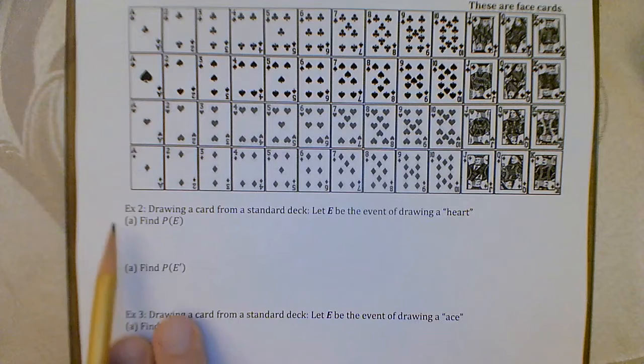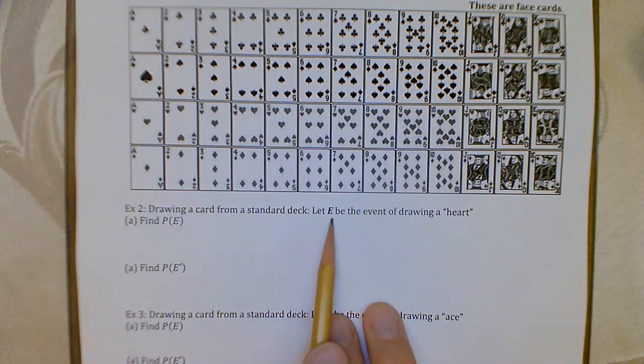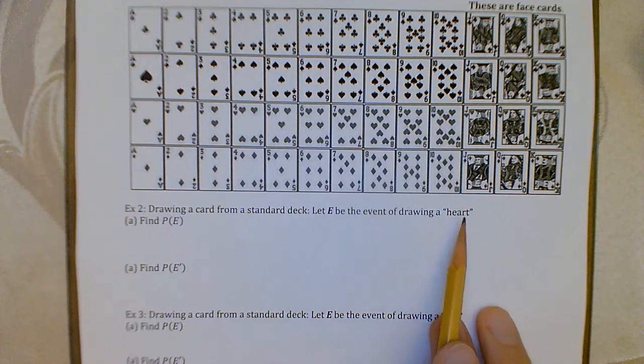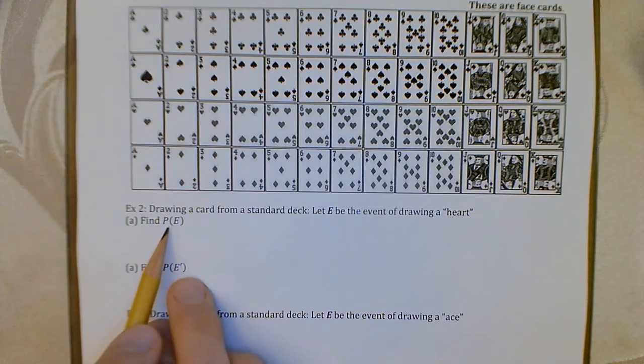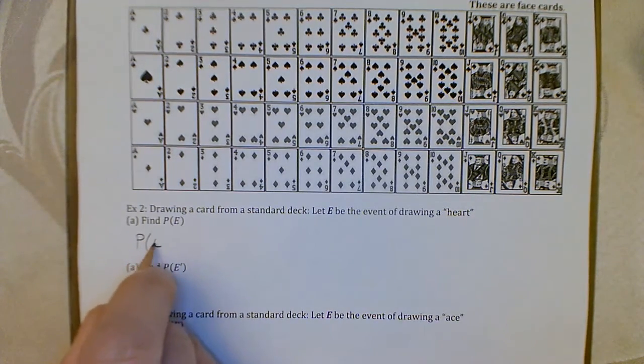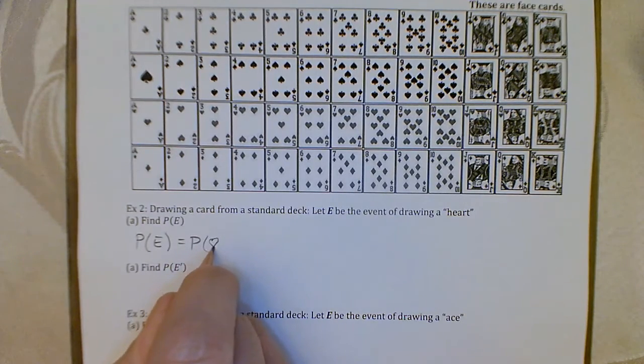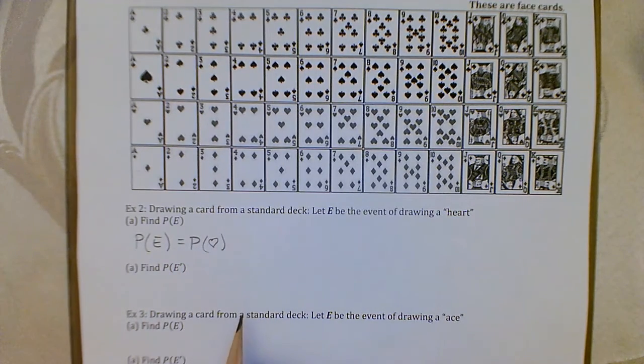All right, so let's go to example 2. Drawing a card from a standard deck. Let E be the event of drawing a heart. Find the probability of E, getting a heart. So you could say probability of E. Sometimes we'll use symbols like probability of a heart, whatever you want to do. So the probability of getting a heart.